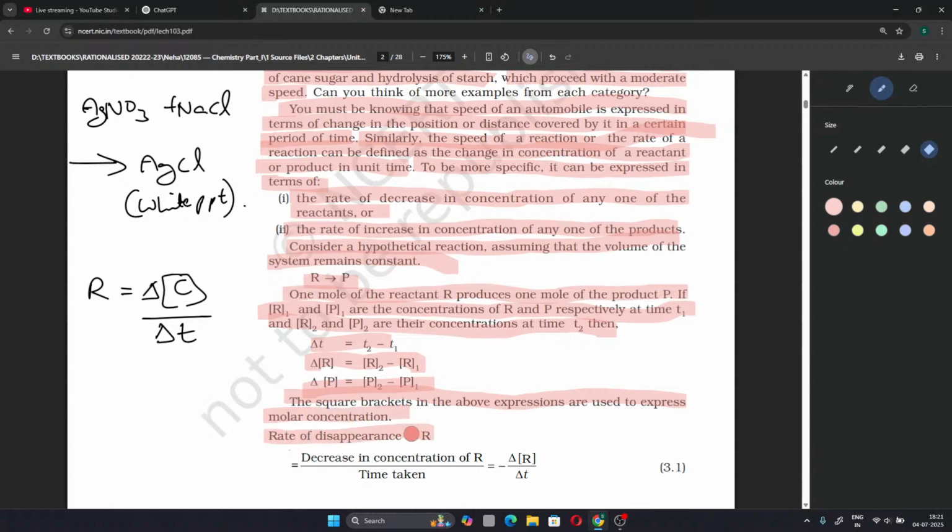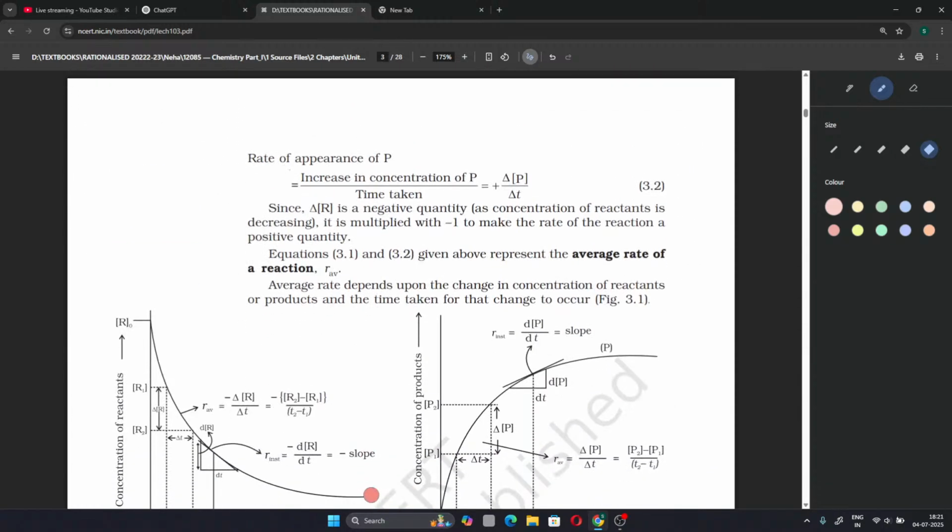Rate of disappearance of R is the decrease in concentration of R, minus delta R by delta t. We take minus because it is a decrease in concentration of R. Then rate of appearance of P is the increase in concentration of P by time taken. Here we take it as plus because it is appearing, it's a product. Since delta R is a negative quantity, as concentration of reactant is decreasing, it is multiplied with minus 1 to make the rate of reaction a positive quantity.